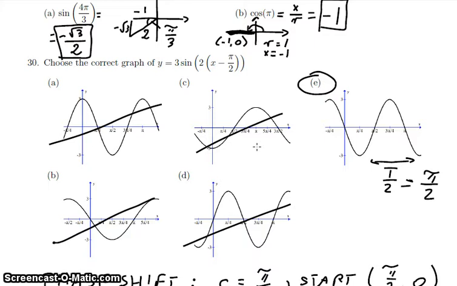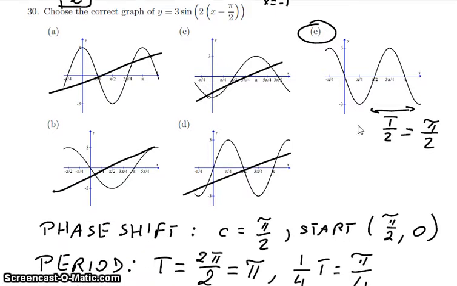Problem 30. Choose the correct graph of y is equal to 3 sine of 2 times x minus pi over 2. It's graph E. First of all, the phase shift in our graph is c equals pi over 2, which means that the starting point of our cycle is going to be pi over 2 comma 0. We're graphing sine, so we're trying to locate which graph contains the point pi over 2, 0.